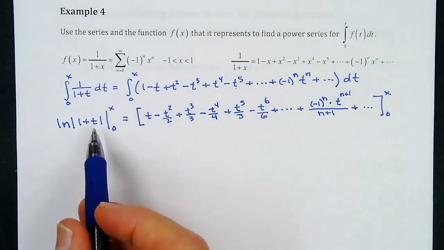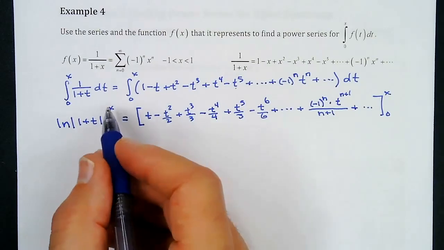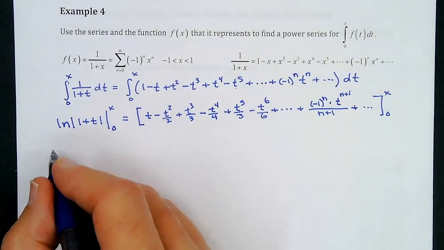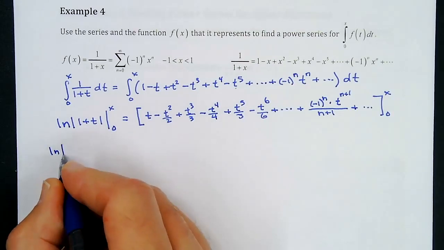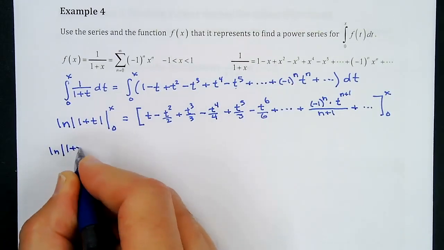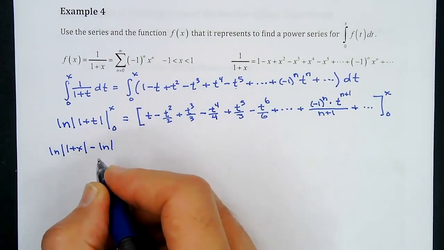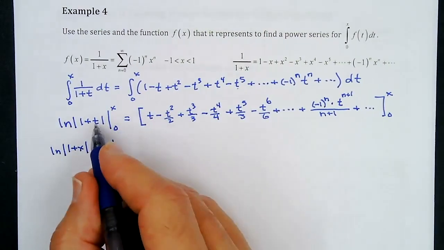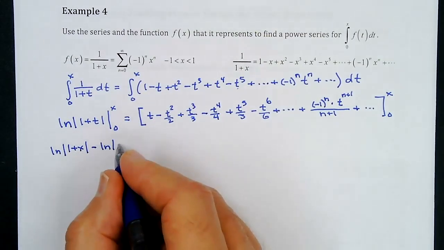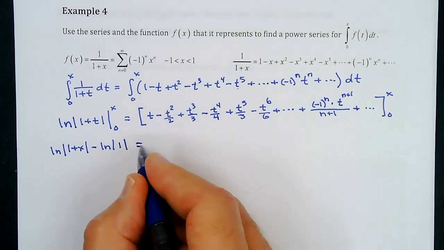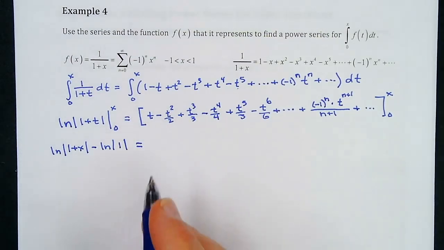So it's equivalent to this one, right? If we put x in for our t right here, this becomes the natural log of the absolute value of 1 plus x, minus the natural log of the absolute value of 1 plus 0, because we're going to put 0 in for t. So that would just be the natural log of the absolute value of 1.